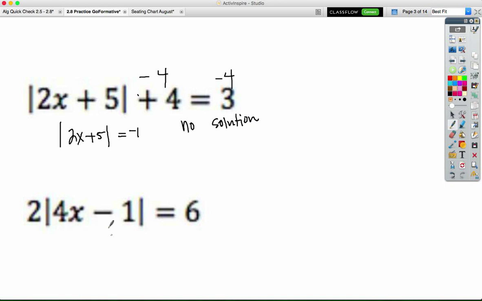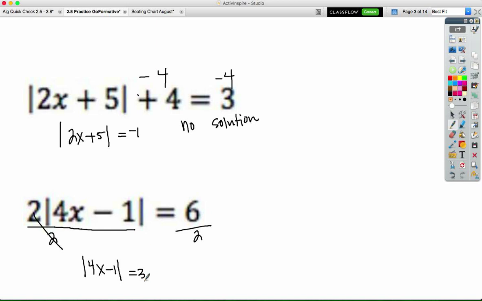The next one, we also have to make some moves before we can make a judgment call. I've got a 2 being multiplied by the 4x minus 1 in absolute value. I can never, ever, ever distribute a number that's not inside the absolute value into the absolute value. These are not parentheses, these are absolute value. They mean something totally different. So since 2 is being multiplied by this entire thing, I've got to get rid of it by dividing both sides by 2. And we're left with the absolute value of 4x minus 1 is equal to 3.